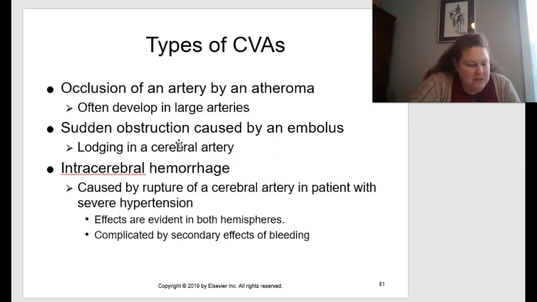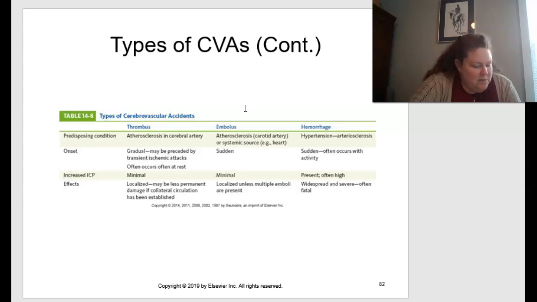So there are different types of CVAs, cerebrovascular accidents or strokes. One is the occlusion of an artery by an atheroma, and these often develop in large arteries. There can be a sudden obstruction that's caused by an embolus, and this would be lodging in the cerebral artery. You can also have intracerebral hemorrhages, and this would be caused by a rupture of the cerebral artery in a patient with severe hypertension. The effects are evident in both hemispheres, and these can be complicated by secondary effects of bleeding.